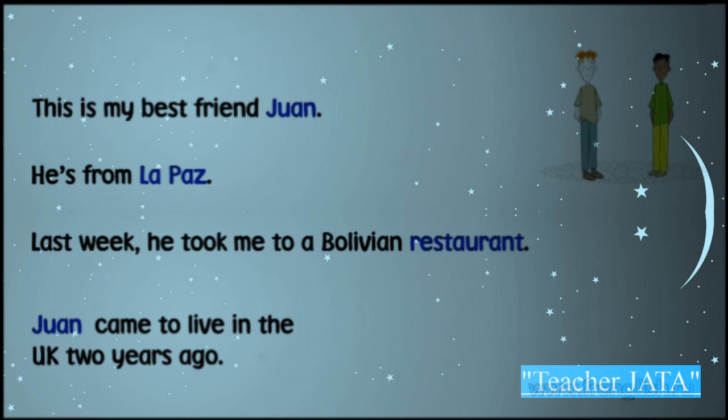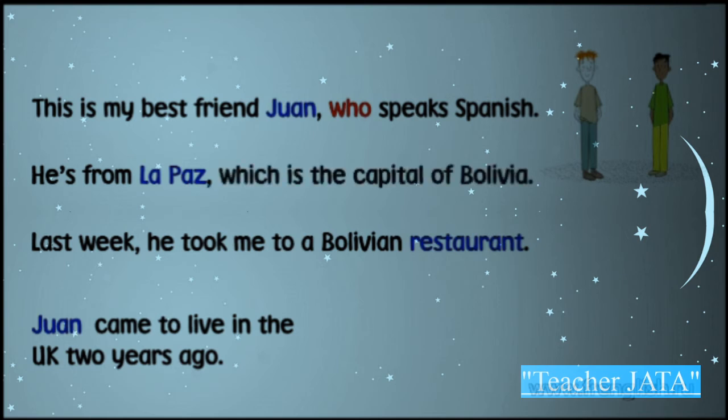To give extra information about a person, we use the relative pronoun who. To give extra information about a thing, we use the relative pronoun which.